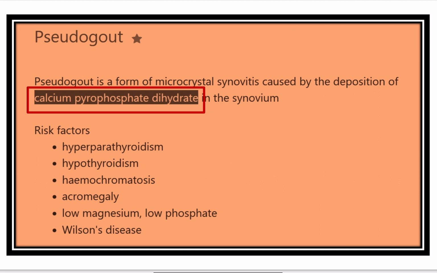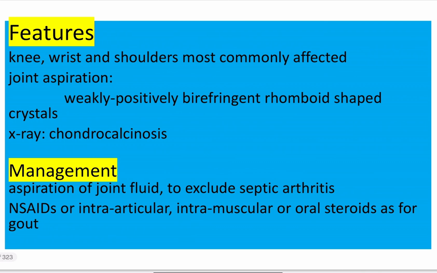Gout usually affects the big toe. What are the features of pseudogout? The knee joint, wrist joint, or shoulder joint are commonly affected, and the most important symptom is pain. On joint aspiration, calcium pyrophosphate is present as weakly positive birefringent rhomboid-shaped crystals. This is important: the calcium pyrophosphate crystal looks birefringent and rhomboid shaped.